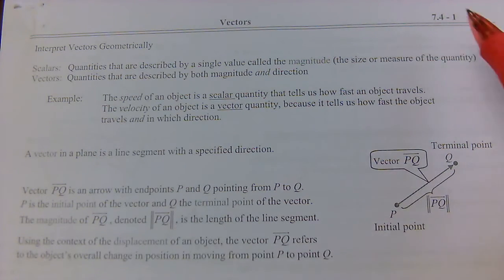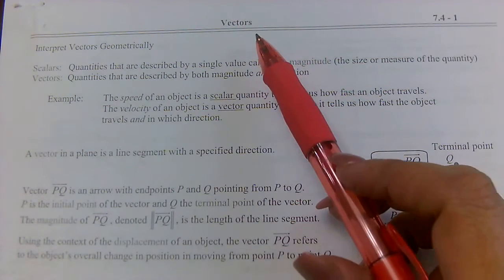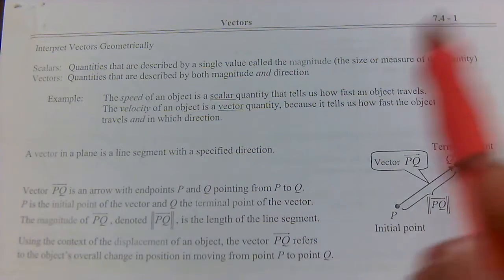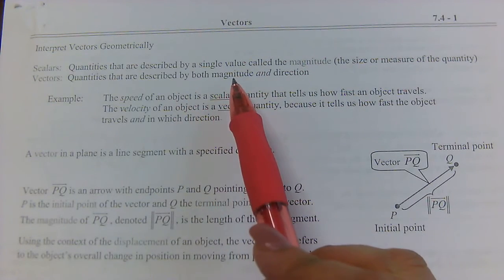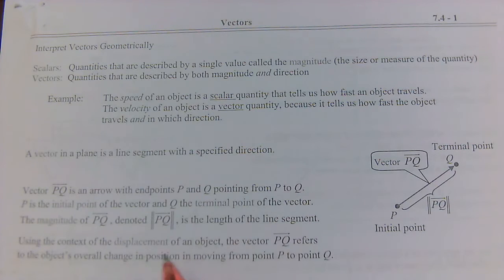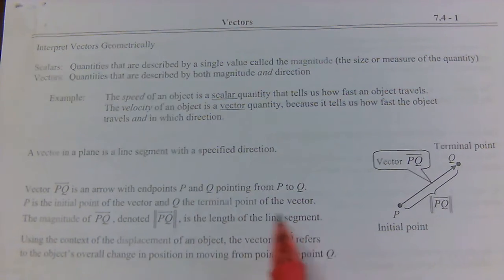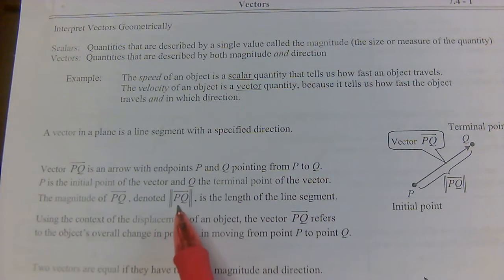Okay, in this video we're going to cover 7.4, which are vectors. Vectors are quantities that describe both the magnitude and direction. Magnitude is going to be the length of the line segment. When we're looking at magnitude, it is defined by this symbol here.